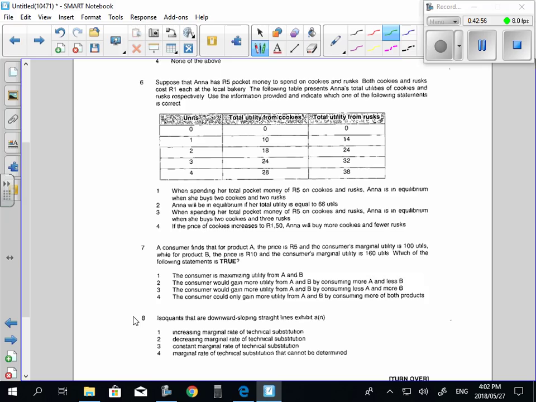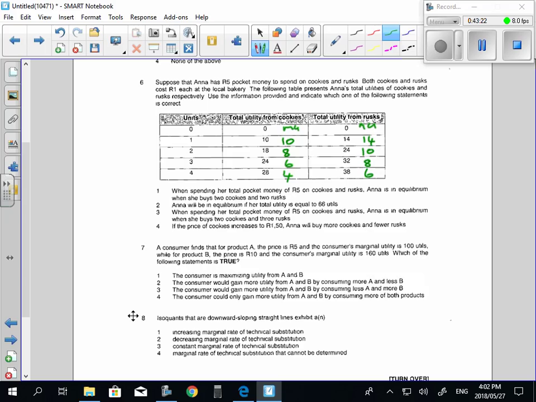So for the first unit, it's pretty easy. It increased from 0 to 10, so it's 10. Then from 10 to 18, so it's 8. From 18 to 24 is 6. From 24 to 28 is 4. That is the marginal utility of cookies. The marginal utility of rusks, for the first unit 14, second unit 10, third unit 8, and fourth unit 6.